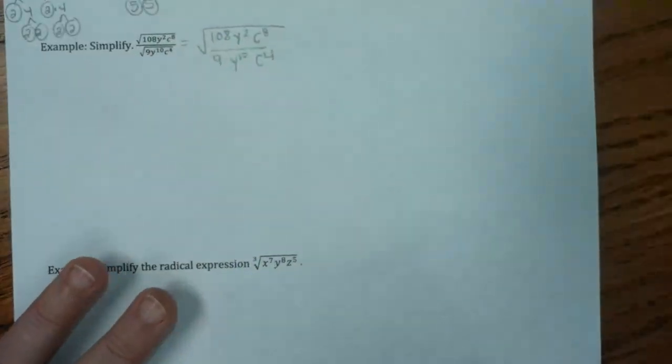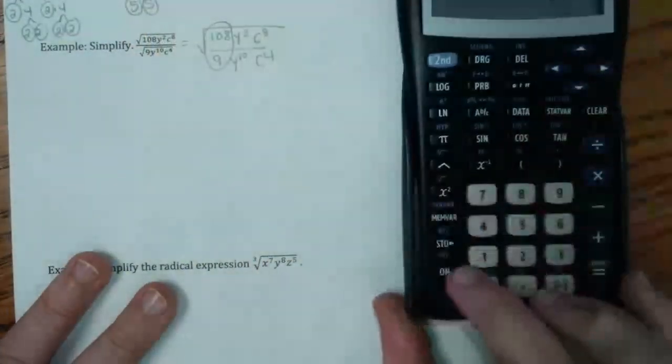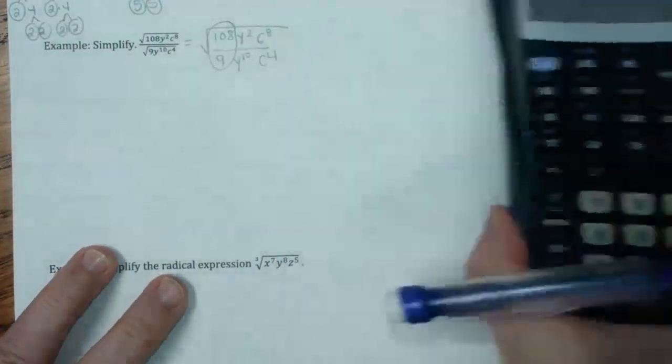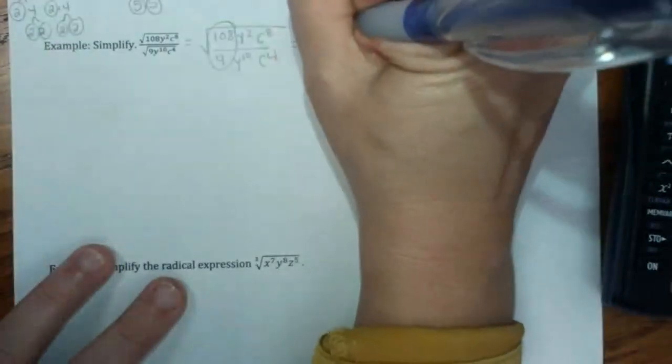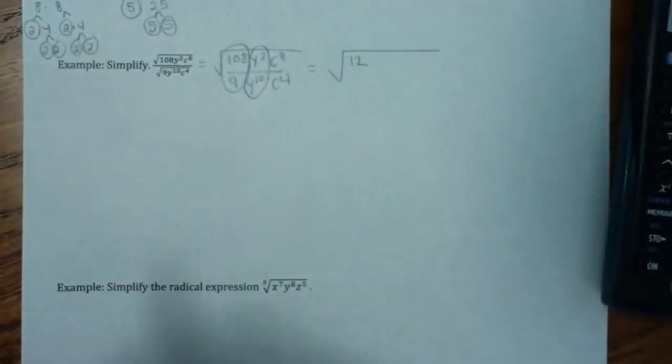So now we can simplify. 108 divided by 9. Plug that into our calculator. 108 divided by 9 will give us 12. So I have the square root. We simplify that to 12. I have 2 y's up top and 10 y's on the bottom. Remember, we can subtract these exponents.